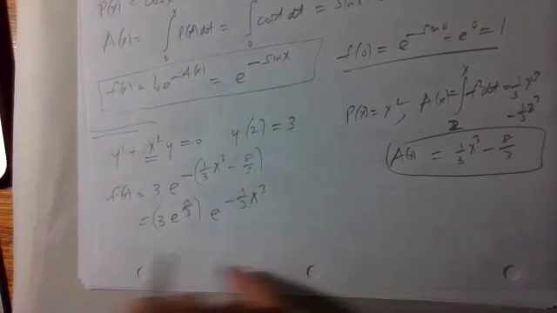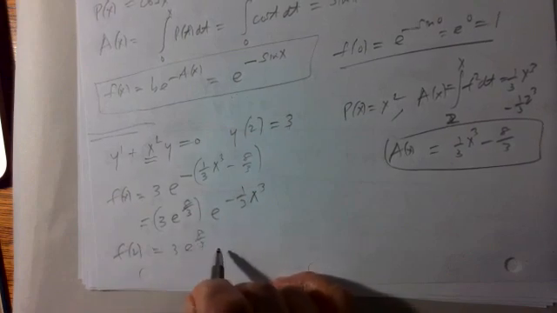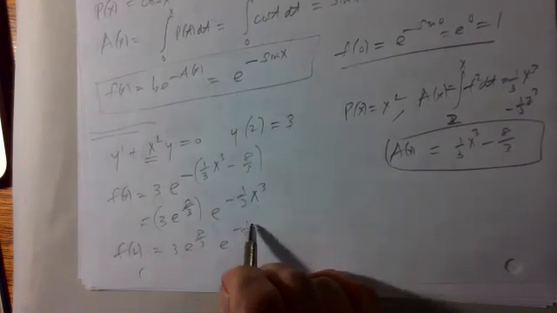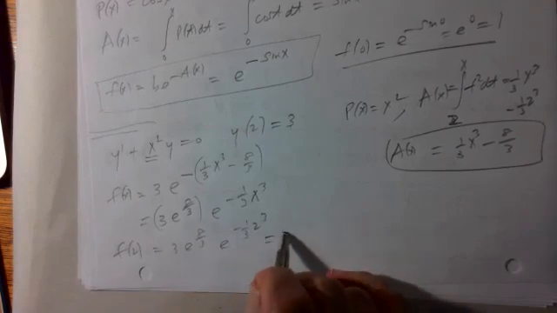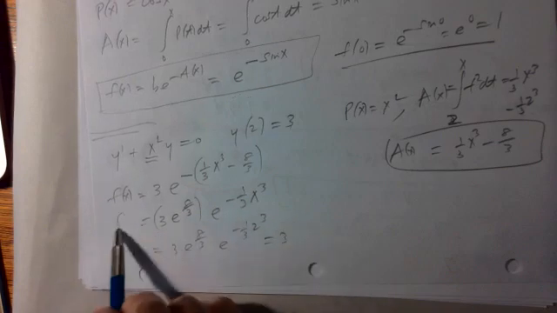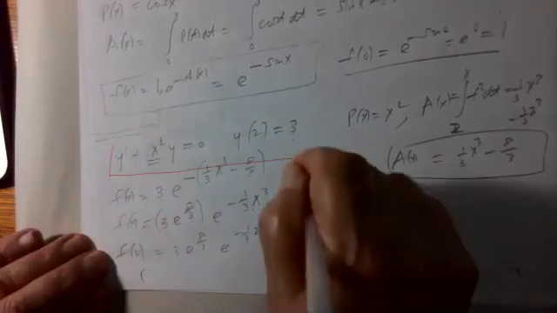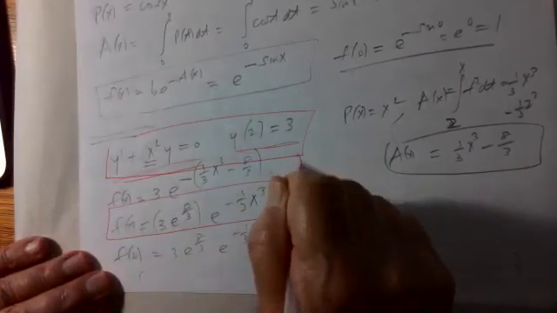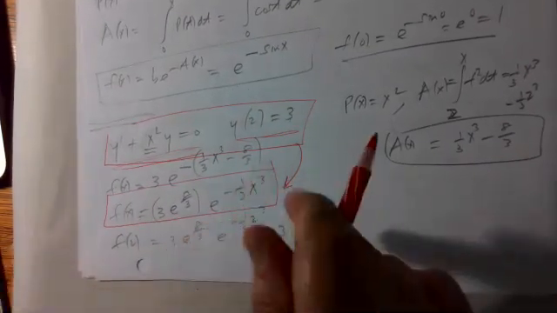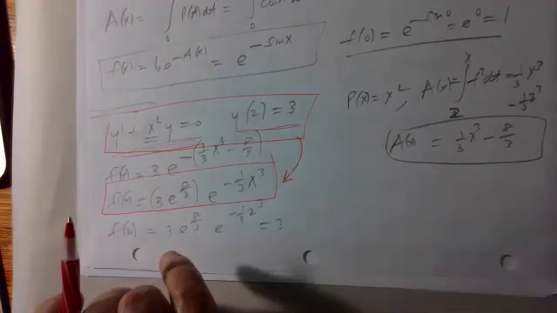And what is f of 2? It's 3 e to the 8/3, e to the minus 1/3 times 2 cubed. This is minus 8/3, cancels this 8/3, we get 3. So for this differential equation, with this initial condition, we get this unique solution.